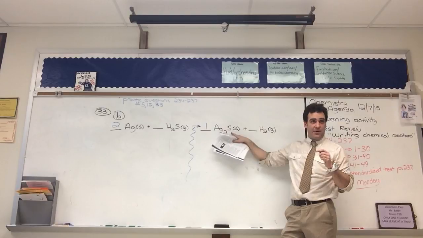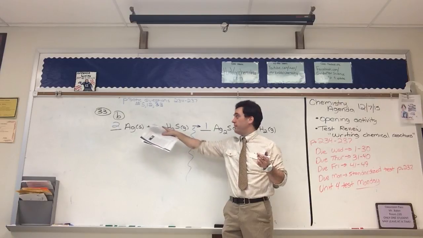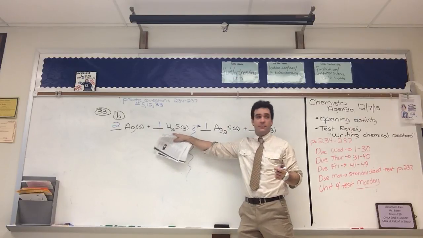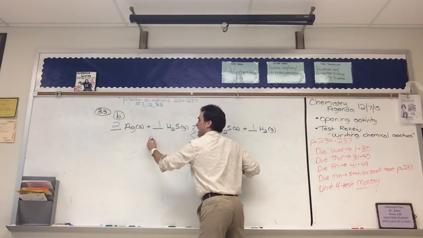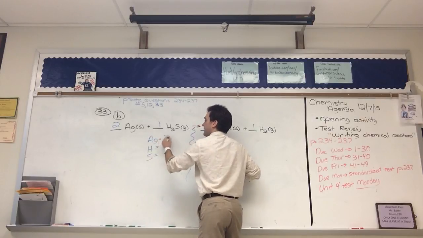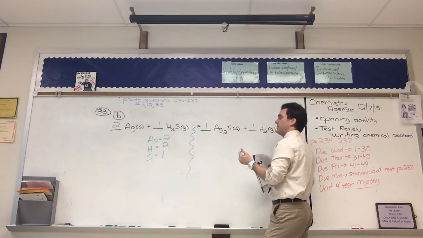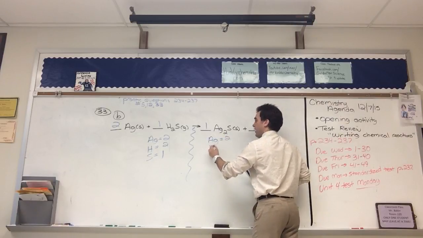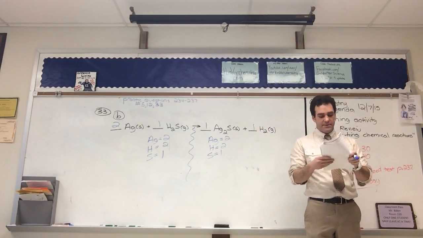But how many sulfurs do I have on the product side? 1. What should I put here to keep that 1? 1. So now how many hydrogens do we have on the reactant side? So what should I put in front of that to keep that 2? 1. Right. So in the end, especially when students first start, all chem teachers go like this. Make sure that everything balances. Eventually, you might not have to. So we got 2 silvers, 2 hydrogens, 1 sulfur. We got 2 silvers, 2 hydrogens, and 1 sulfur. Make sense? So that's A and B.